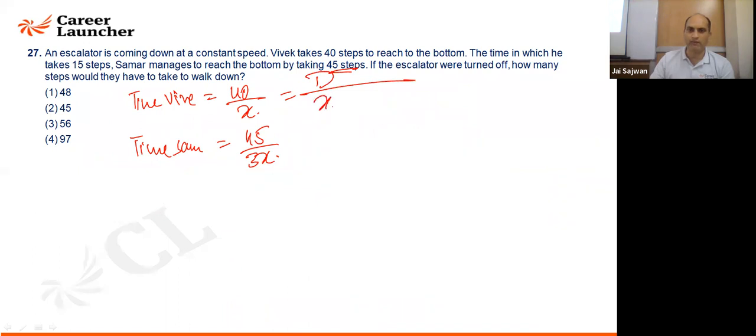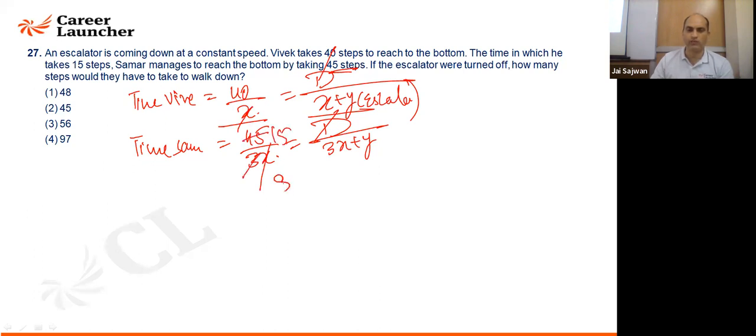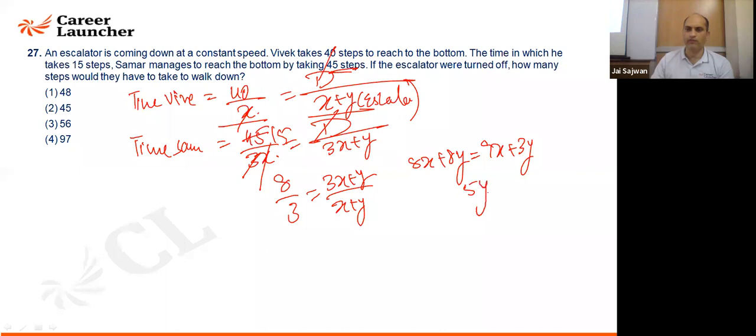I'll say d steps are traveled by x plus y. y is the speed of the escalator. What is the speed of this? I'll say 3x plus y. They are the same. You divide them, d and d get cancelled out. You divide them, x and x get cancelled out. So I'll say this is 15. It is 40 by 15, which is 8 by 3. I'll say 3x plus y upon x plus y. So from this, I can say 8x plus 8y is equal to 9x plus 3y. So I'll say 5y is equal to x.